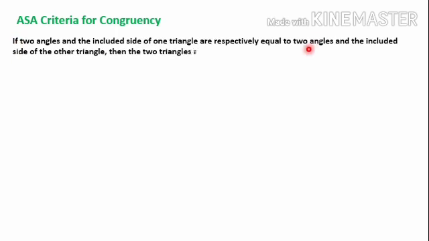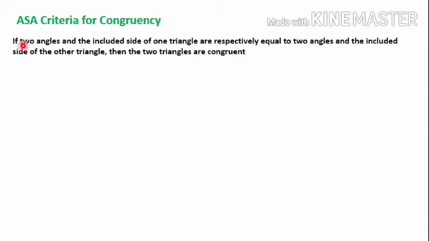Move on to the third criteria of congruency of triangles, that is ASA criteria for congruency. Here A stands for angle, S stands for side, and again A stands for angle, and the side is included between the angles. Let's go for the definition. If two angles and the included side of one triangle are respectively equal to two angles and the included side of other triangle, then the two triangles are congruent.